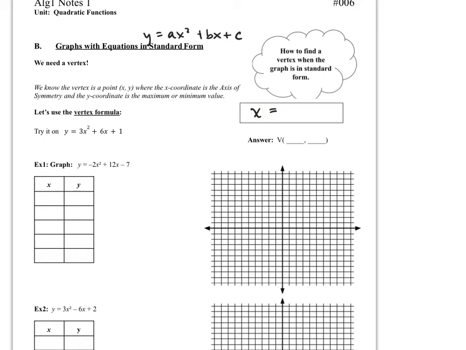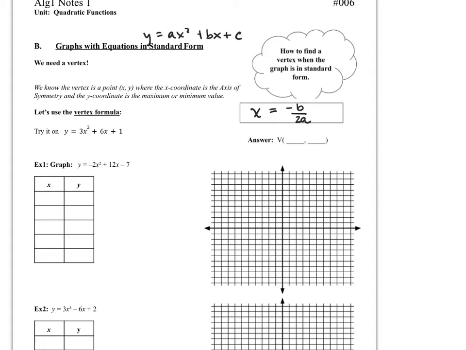It's an x equals equation. And this formula is opposite b over 2a. So we're going to identify b in our quadratic equation. We're going to do its opposite, and then we're going to divide by twice the a value. So understanding what a, b, and c represent will be pretty important.